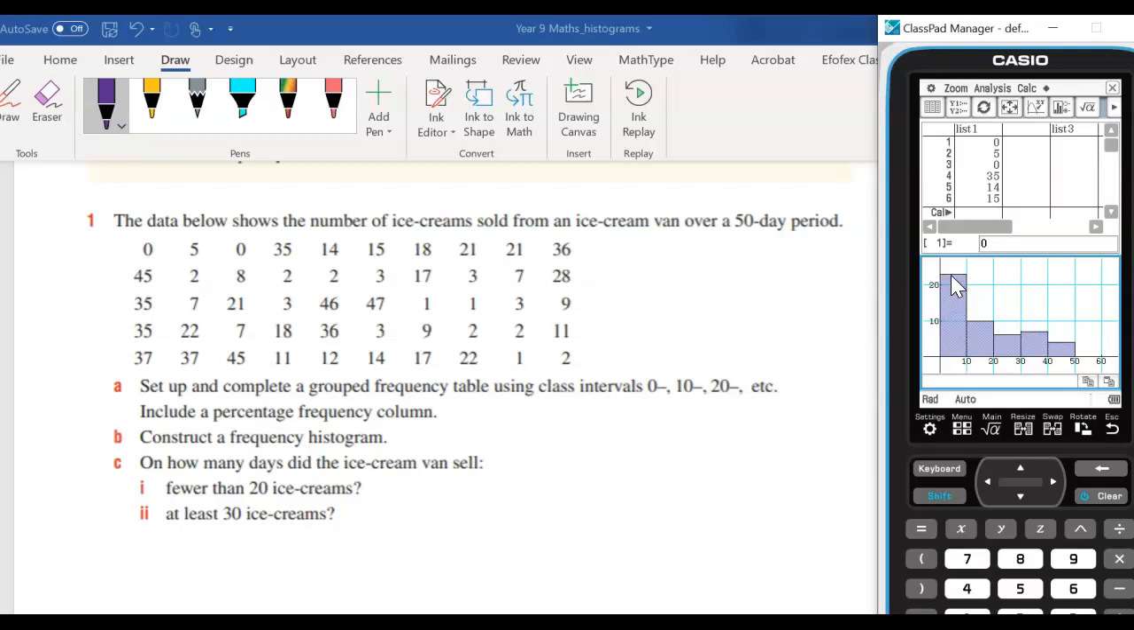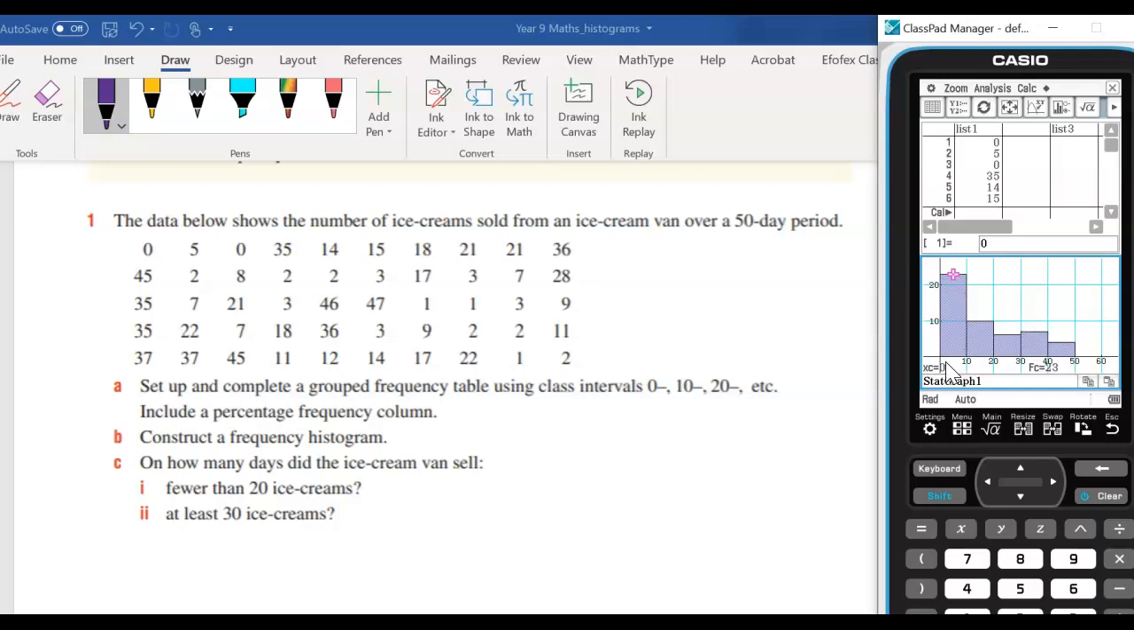You can't really read the values, so we can't see the values on the graph just yet. If you just go to Analysis and Trace, you'll get this little pink cross coming up, and then you can just use your arrows to go across. You'll notice down the bottom, if I go to the first one, our first frequency is 23.